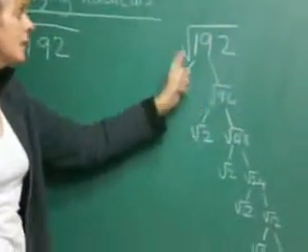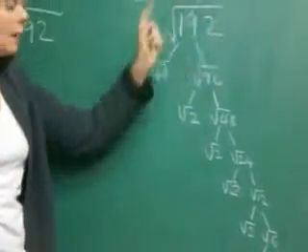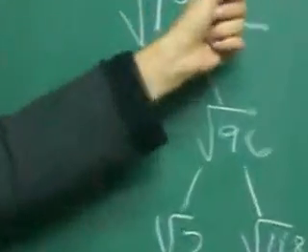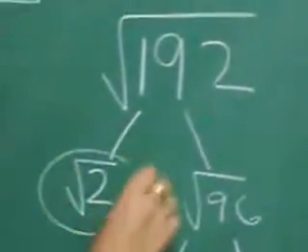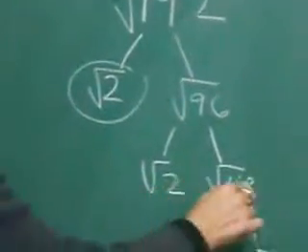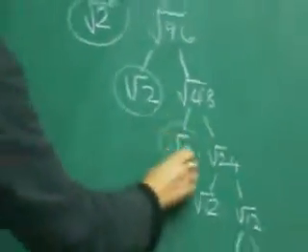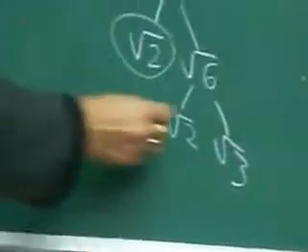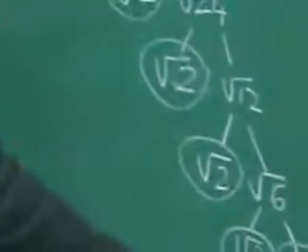And we say, okay, the root of 192 is the same as the root of 2 times the root of 96. That is the same as the root of 2 times the root of 48. That is the same as the root of 2 times the root of 24. That is root of 2 times root of 12, which is root of 2 times root of 6, which is root of 2 times root of 3. That is the end of the line. We got to the end of the line.